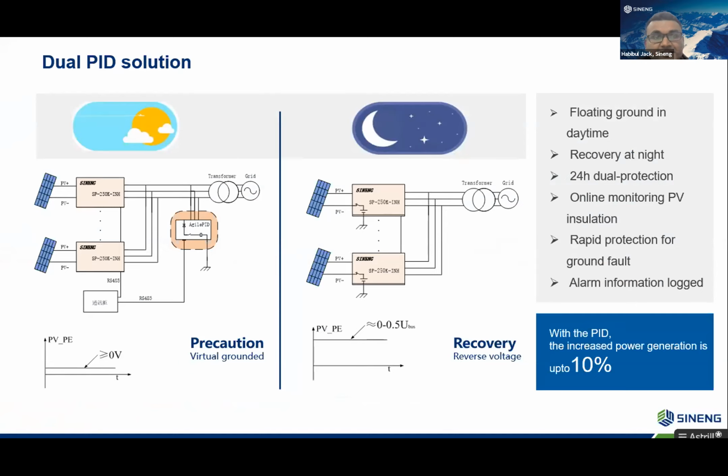It also features dual MPPT solution. That means in the daytime, it will provide a floating ground using Agile NT-PID box, and at night, it will reverse the voltage to the string to recover it from the PID effect.